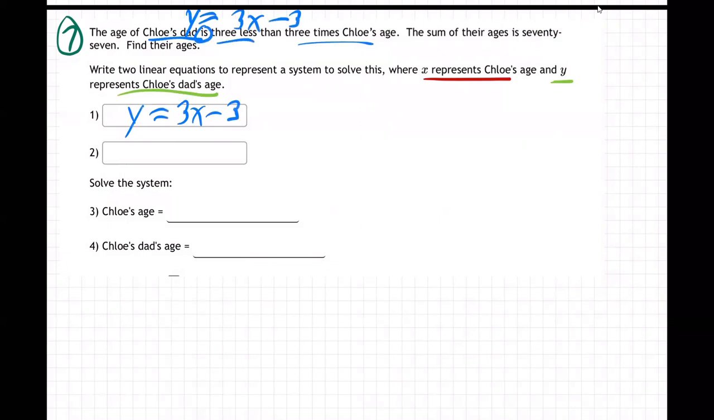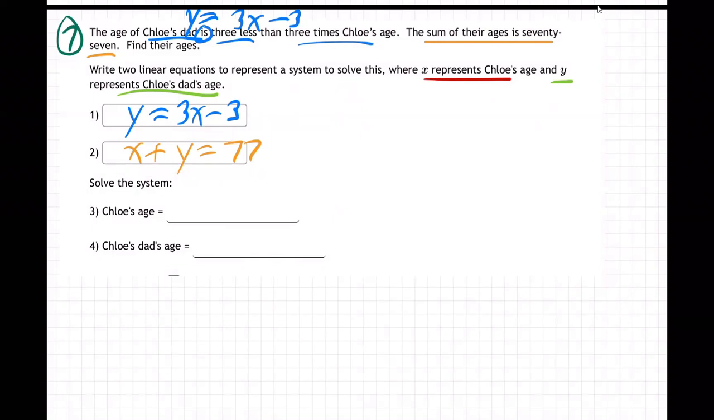The second equation is going to be the sum of their ages is 77. Well, that's easy. X plus Y is 77. So there's our 2 equations. I want you to write the 2 equations down here and then solve them.